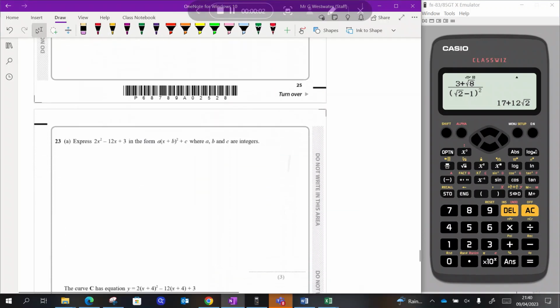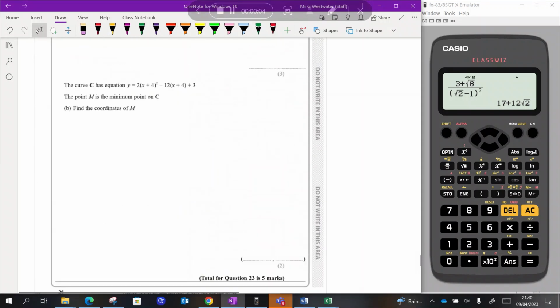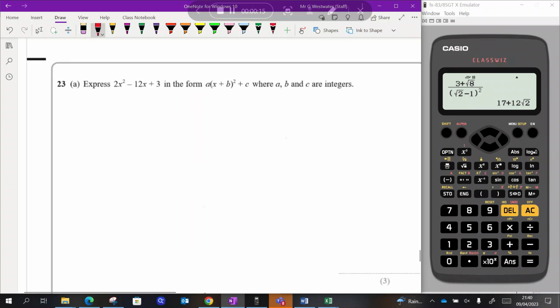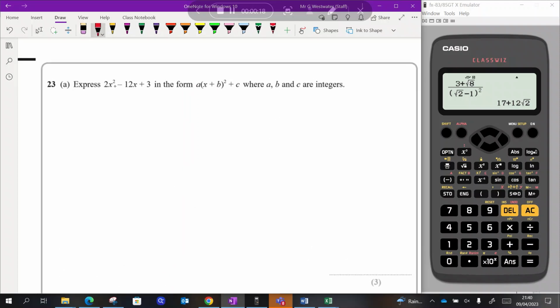Okay, on to question 23, and we are very near the end of the paper now. Express 2x squared minus 12x plus 3 in the form a(x plus b) squared plus c, where a, b and c are integers. So we're looking to complete the square here. Now the first thing I need to do is remove the factor in front of x squared. So I'm going to rewrite this as 2 brackets x squared minus 6x, plus 3. We can leave that 3 till the end.